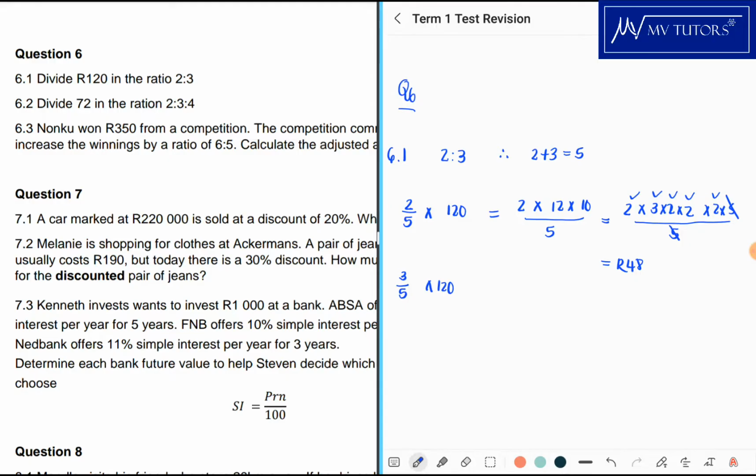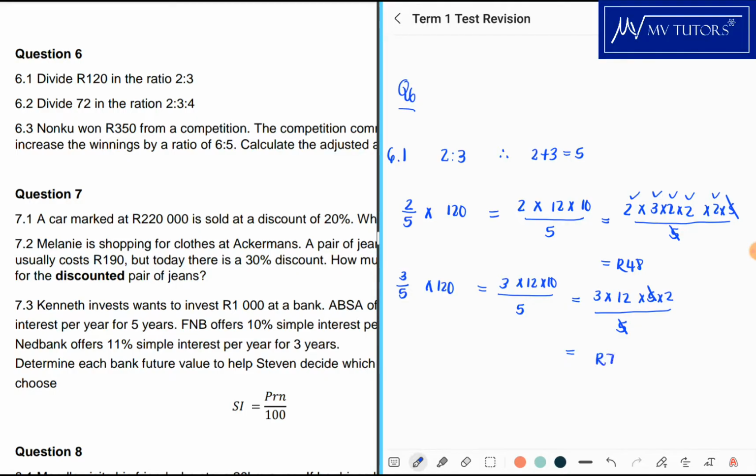Okay, and then now let's do 3 times 120. I'm going to go again, 12 times 10, and we're going to divide that by 5. This time I'm not going to break it that much into its prime factors. I'm just going to say 3 times 12 times 5 times 2. I think that's better. So the 5s get to cancel, and now we're left with 3 times 12, which is 36, and 36 times 2 is 72.